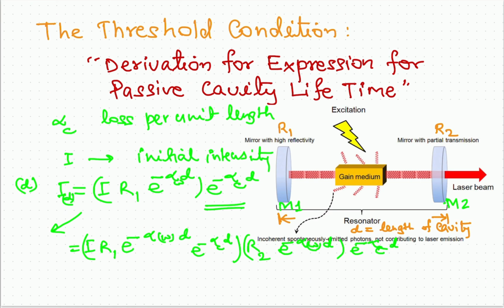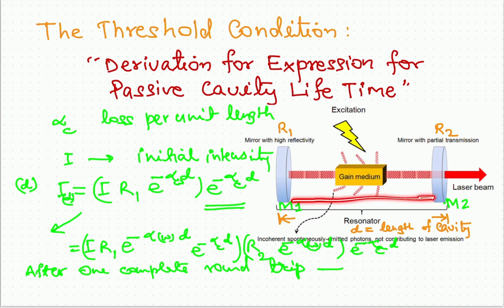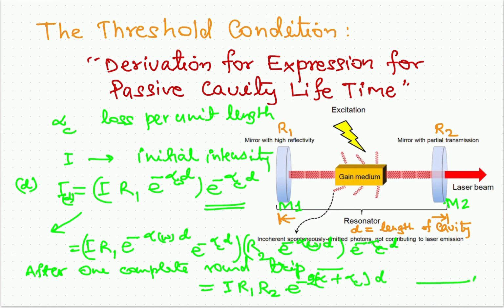So after one complete round trip, the radiation goes in this direction suffering some losses in terms of e to the power minus alpha c d. After reflecting from mirror M2, it comes back to the first mirror, again suffering loss e to the power minus alpha c d, and this is represented here as the initial intensity. So after a complete round trip, the intensity is given by I R1 R2 e to the power 2 times (alpha minus alpha c) d. Suppose this is equation number A.